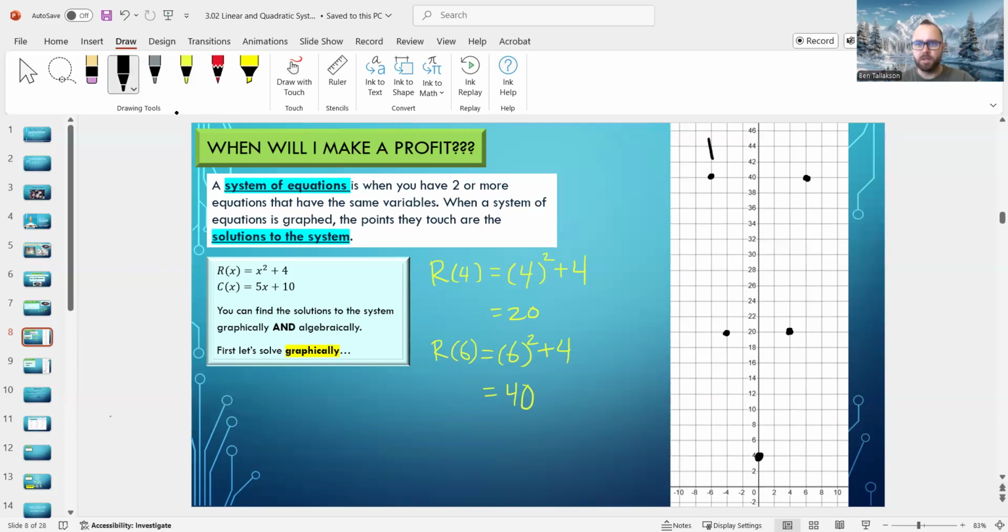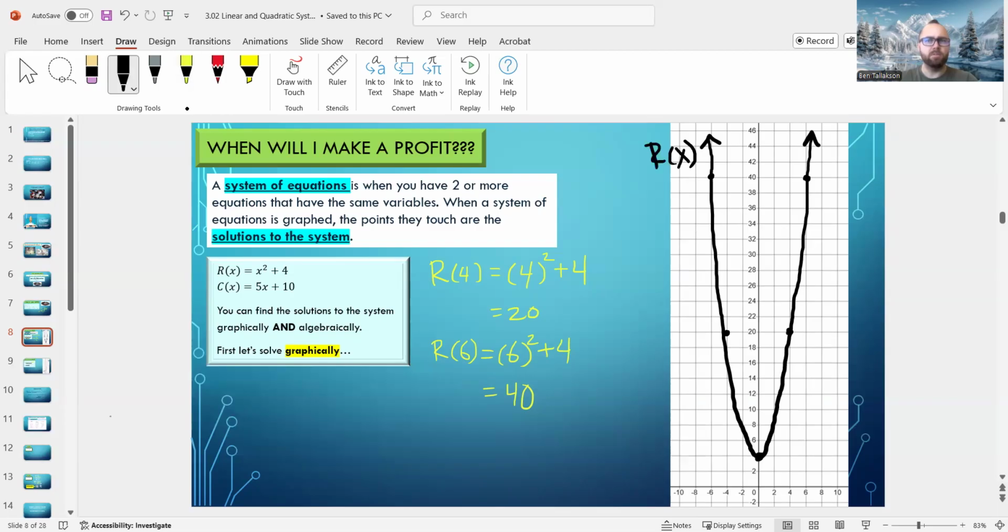So I'm going to connect these dots as best I can. There we go. All right. We are well on our way. So this is our revenue function. Maybe I'll label it R of x. And it's time to graph our linear function and see what happens.